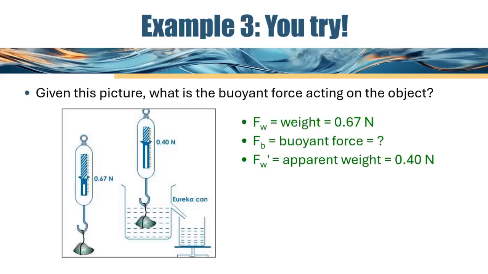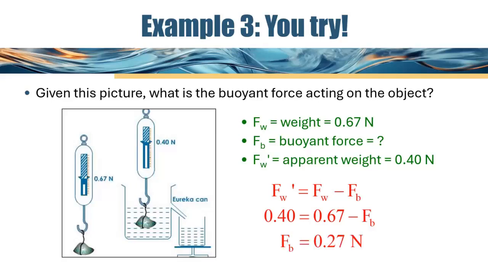So we can see from the picture that the object has a weight of 0.67 newtons. I'm looking for the buoyant force. I don't know the weight of the spilled fluid. But I do see that the apparent weight is 0.4 newtons. So again, treating this kind of like an equation to guide my thinking. I know that its actual weight in air is 0.67 newtons. There has to be an upward force acting on it that is giving me an apparent weight of 0.4 newtons. So the buoyant force is 0.27 newtons.